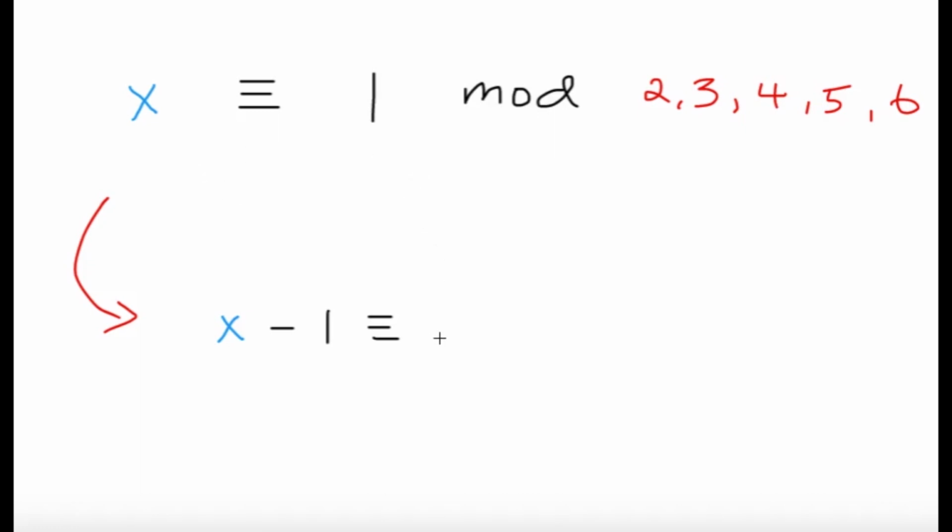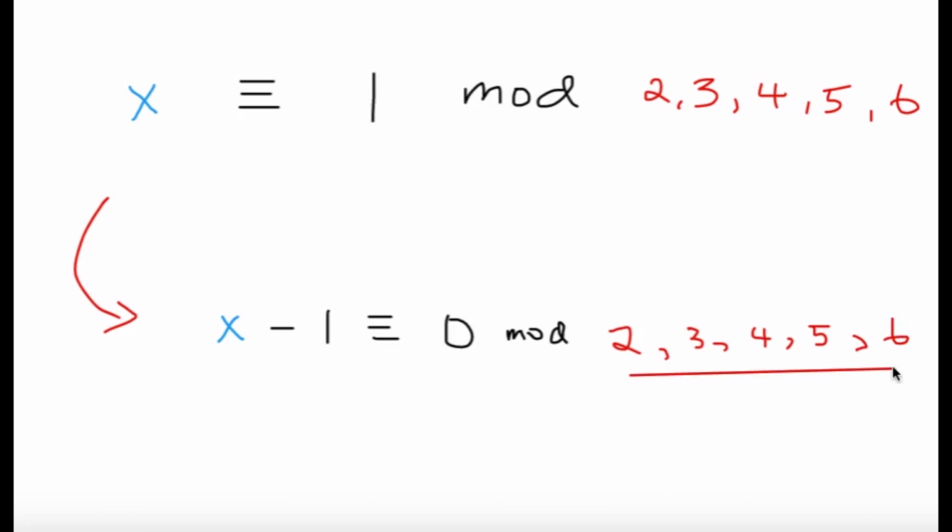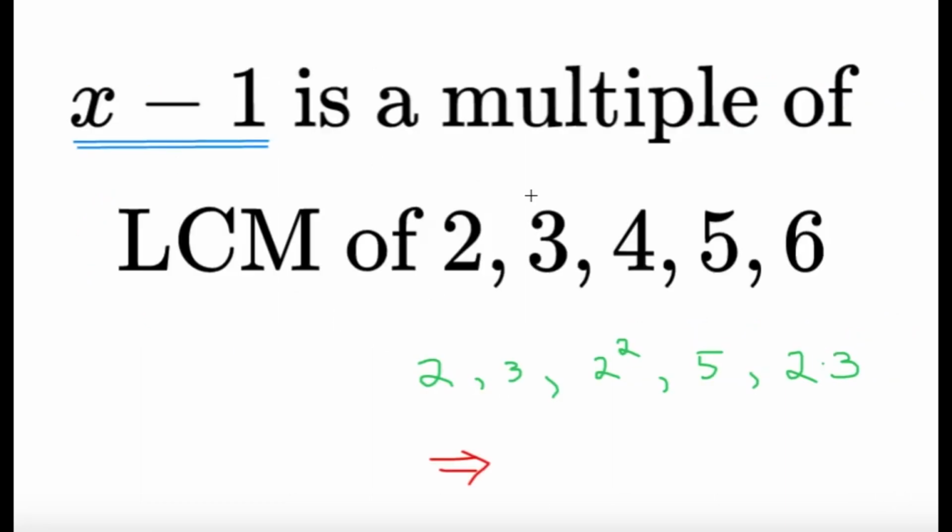Since x leaves a remainder of 1 when divided by 2, 3, 4, 5, or 6, then subtracting 1 from x is going to give you 0 mod all of these. So it's 0 mod 2, 0 mod 3, mod 4, mod 5, and mod 6. Having this property is nice because a remainder of 0 means x minus 1 is simply a multiple of 2, 3, 4, 5, and 6.